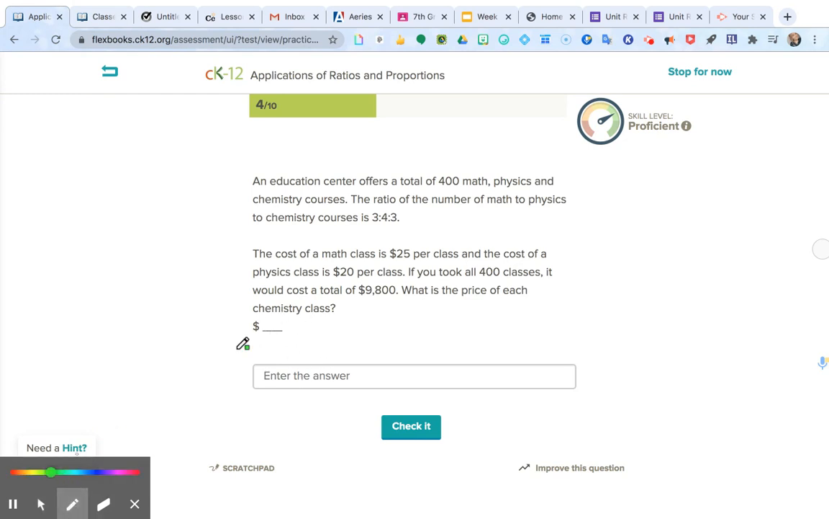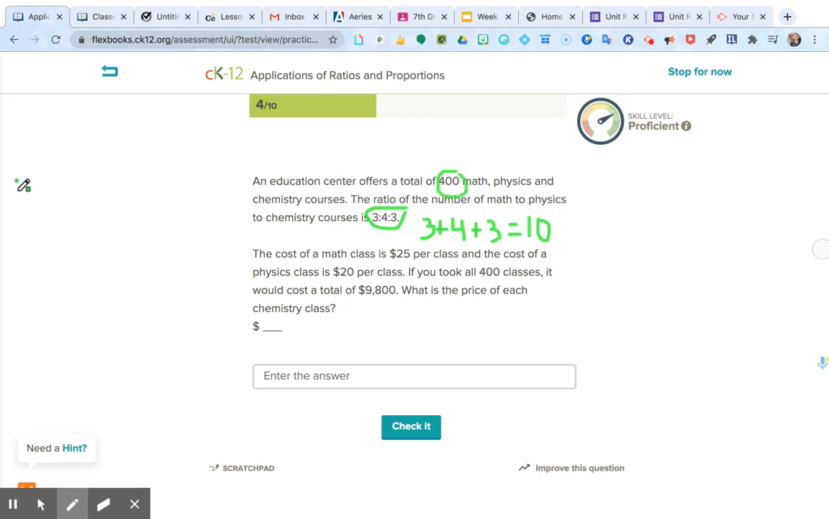So what you're going to do first is, it gives you a ratio, so I'm going to add them all up. The 3 plus the 4 plus the 3 classes. 3 plus 4 is 7, plus another 3 is 10. So every rate of classes gives me 10 in total. So every pairing. And I had 400 in total.